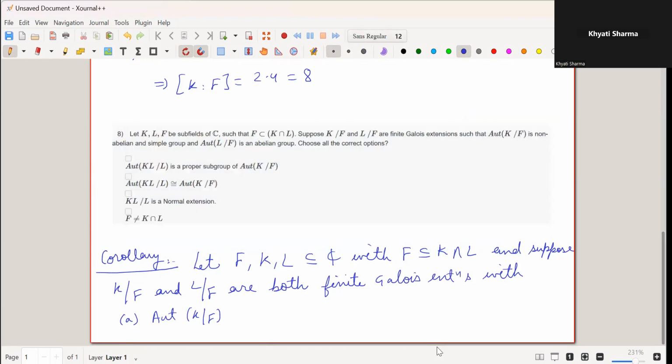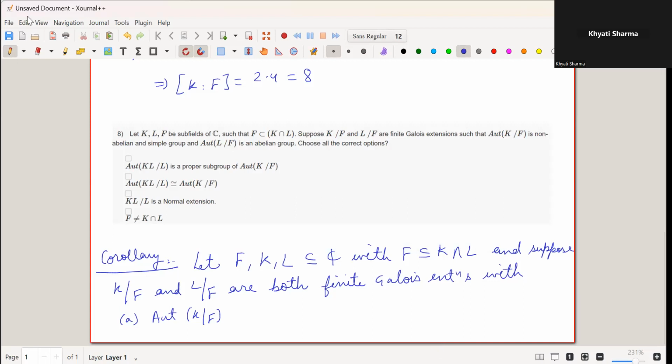So it says that K, L, and F are subfields of C such that F is contained in the intersection K intersection L, and suppose K over F and L over F are finite Galois extensions such that the automorphism group of K over F is non-abelian and simple, and the automorphism group of L over F is an abelian group. Then we have to choose all the correct options.